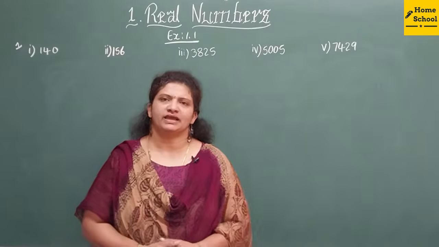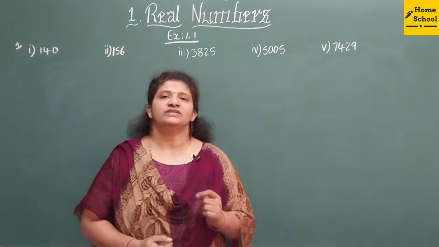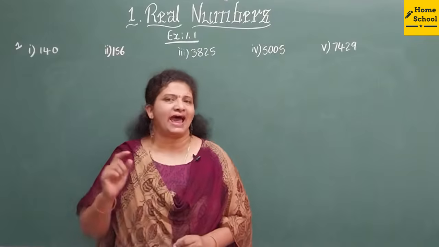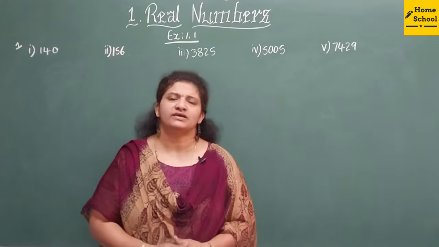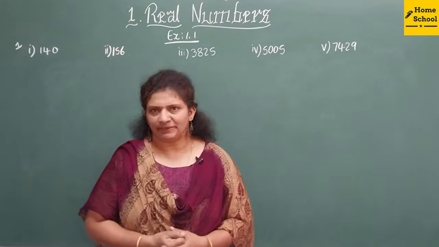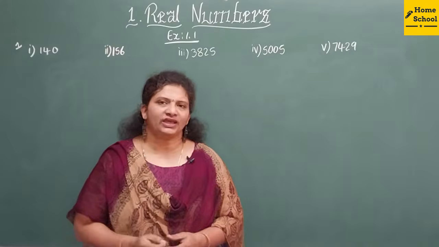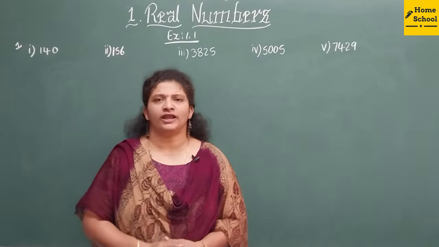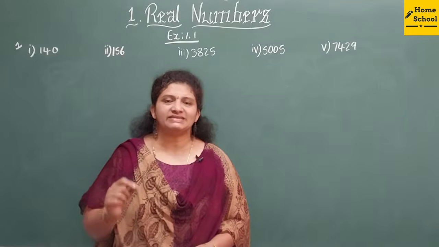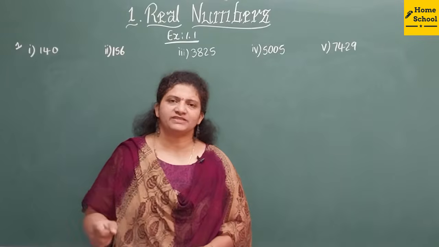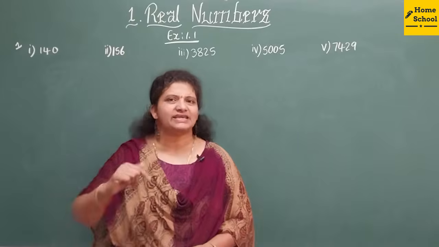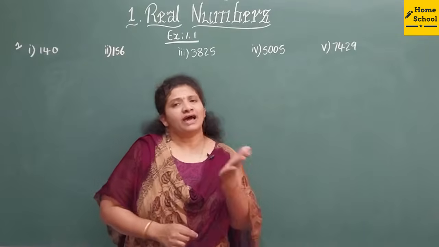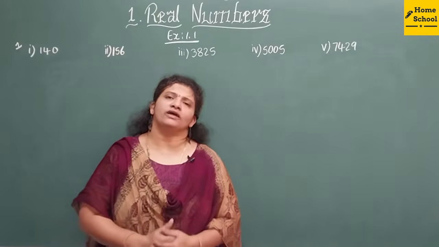Prime numbers: any positive numbers which are divisible by 1 and itself are called prime numbers. Example: 2, 3, 5, 7, and so on. These are all called prime numbers, meaning these numbers are divisible by 1 and the same number itself. Other than these prime numbers, what do we call the other numbers?